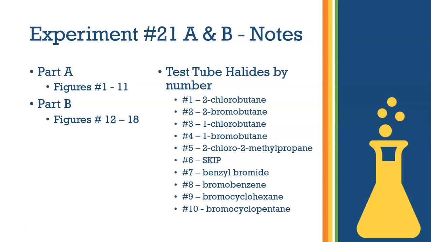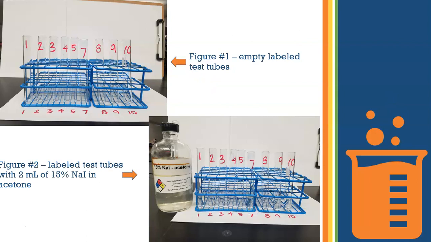The halides that are used in both experiments are shown here in the key, and then they are also shown multiple times throughout the video. Part A was started with 9 clean, dry, labeled test tubes. To each of those test tubes, 2 milliliters of 15% sodium iodide in acetone was added.